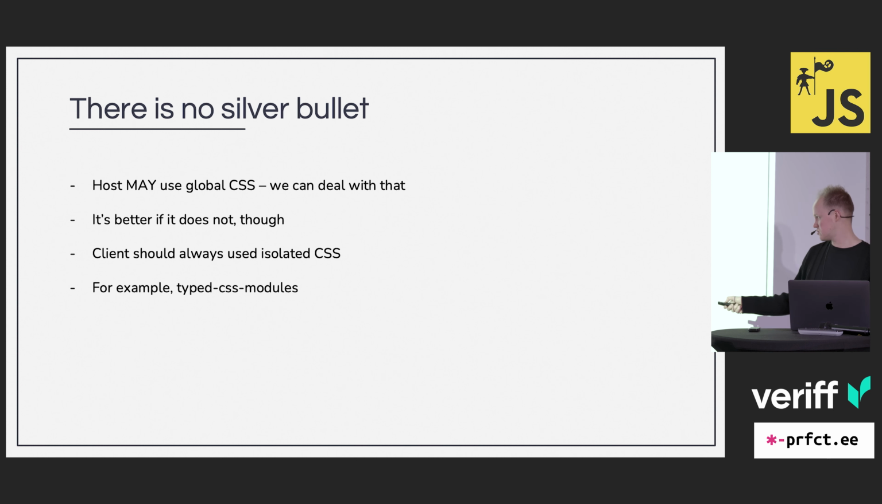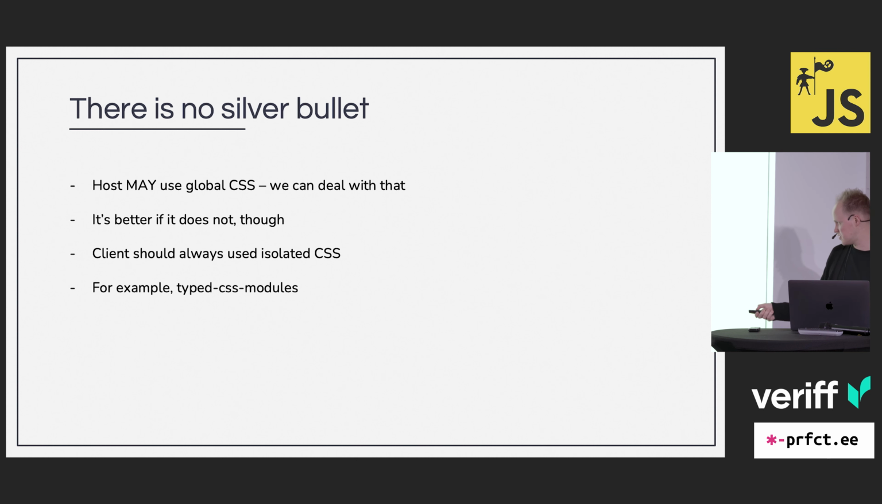So the client should always use isolated CSS, because if your host has global CSS, but the client has isolated CSS, it's kind of okay. You can just reapply all the styles that leak from the host to the client. You reapply them on the client, and then you kind of solved your problem. But clients should always use isolated CSS.